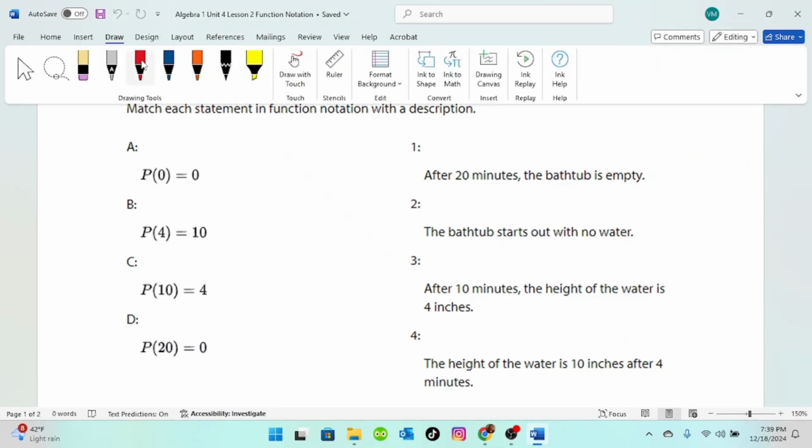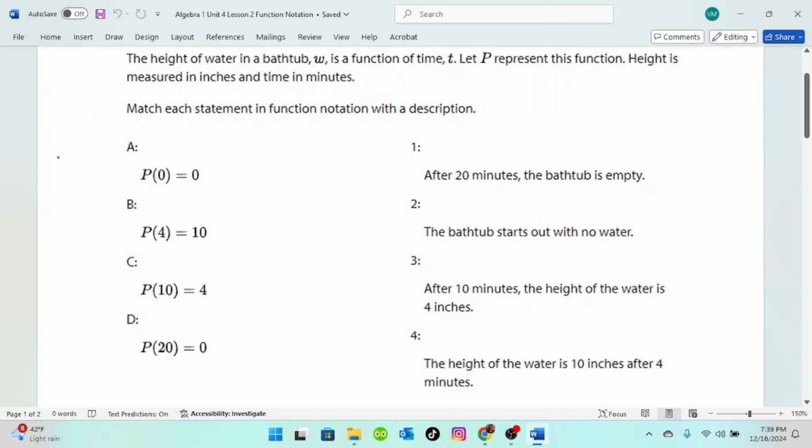Now we can start the practice problems for lesson 2. The height of water in a bathtub, W, is a function of time, t. Let P represent this function. Height is measured in inches and time in minutes. Match each statement in function notation with a description.